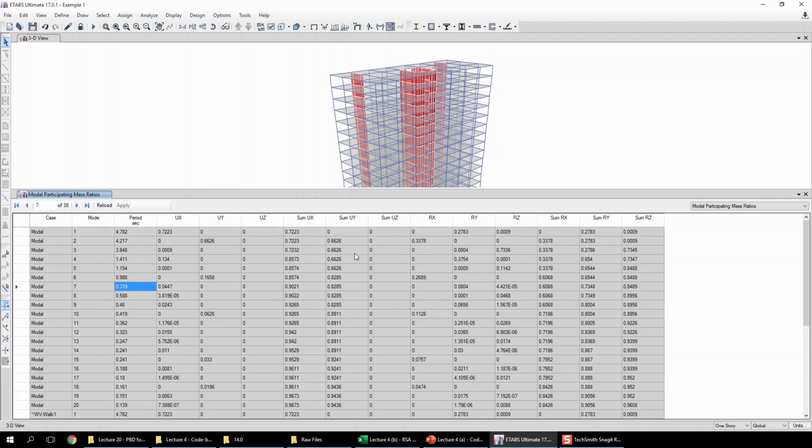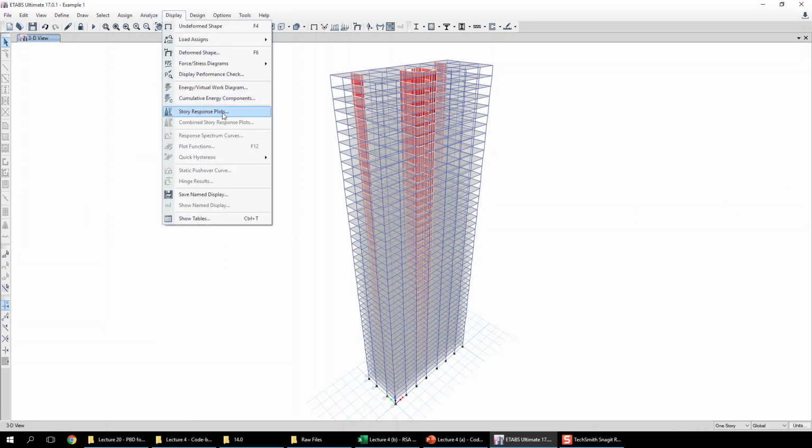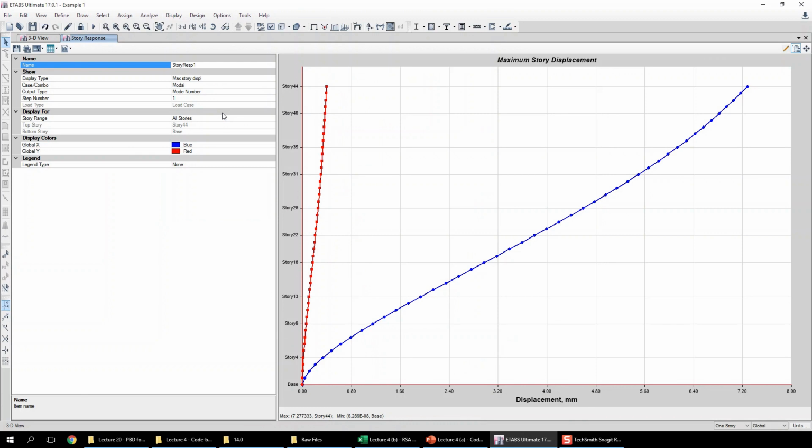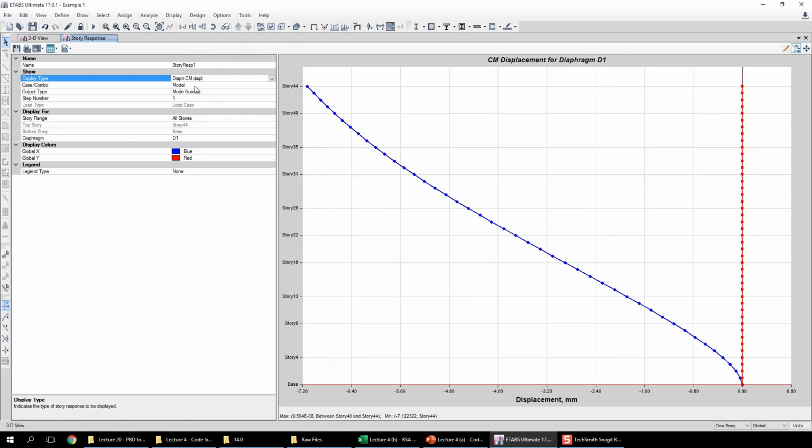With this information now, we also have to check the mode shape ordinates. So we have to get the phi vectors also. So those phi vectors we can check in the story responses here. So I will cut this table and I will go to display story response plots, and in that story response plot I will check the load case as the modal case and the mode number as the first mode. And the response which I am interested in here is the diaphragm center of mass displacement. This will give us the first mode shape.